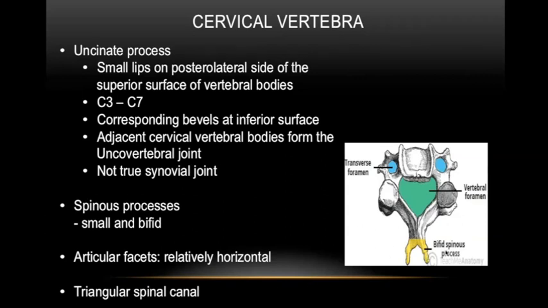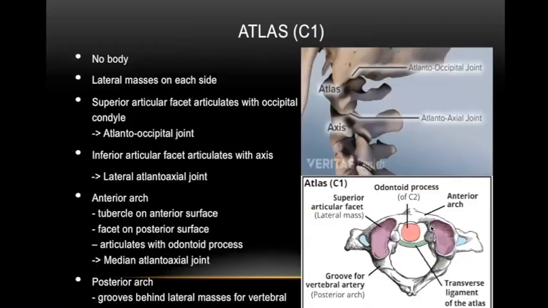And spinous process in the cervical vertebra are small and bifid, okay, which ada dua projection macam tu, bifid process. And articular facets are relatively more horizontal, and you have a triangular shaped spinal canal. Okay, first we go to C1, which is also called atlas.